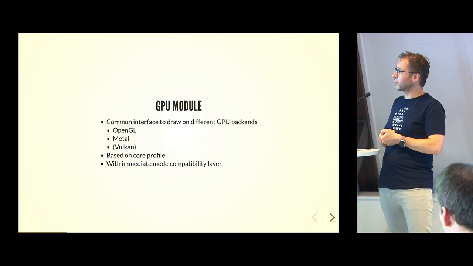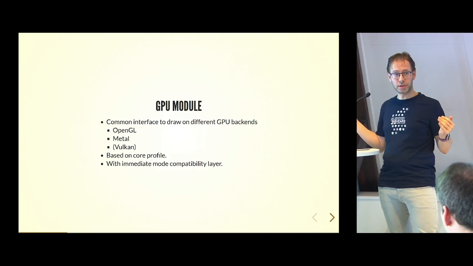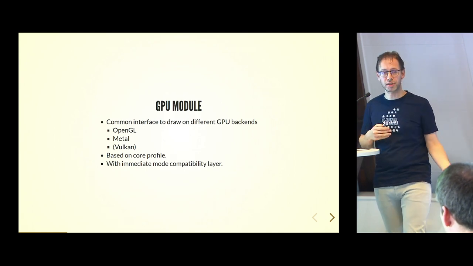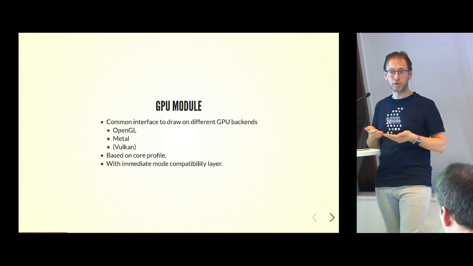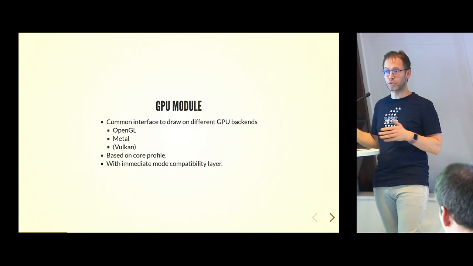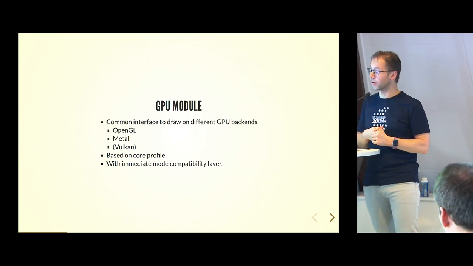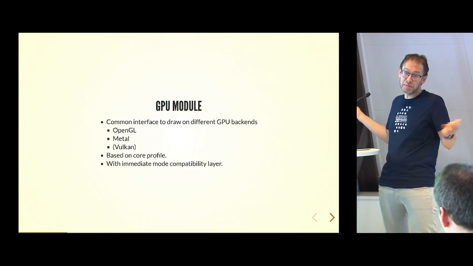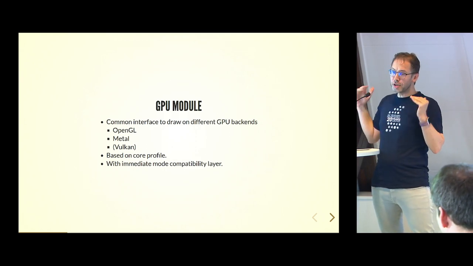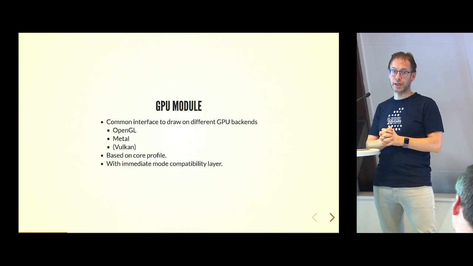And what's the GPU module? The GPU module is a common way to draw something using the GPU, but being independent of the actual platform it's running on, like OpenGL. Currently, when you run Blender, it starts and runs on OpenGL. So there's one backend. But in the near future, we will have the Metal backend and the Vulkan backend, and perhaps, who knows, a DirectX backend. You never know. So if you use the GPU module, it will automatically run on all those backends that we have created.